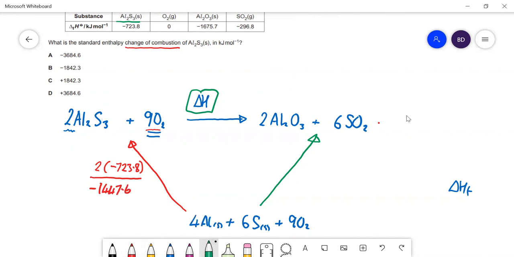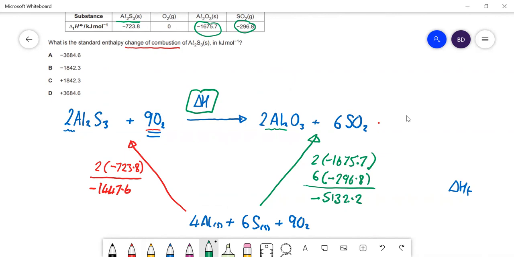Right, let's write on the green arrow. We are forming here 2 moles of aluminium oxide. So that's 2 times minus 1675.7. And we are forming 6 moles of sulfur dioxide. So that's 6 times that, minus 296.8. Right, add that lot up together. You get minus 5132.2. Now we're in the position where we can work out this value of delta H here.